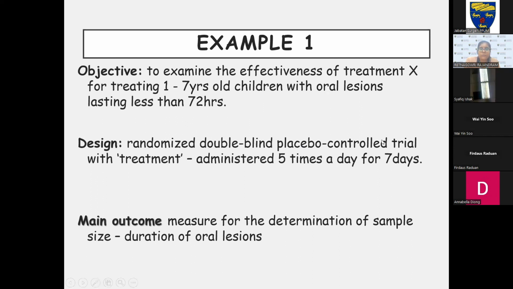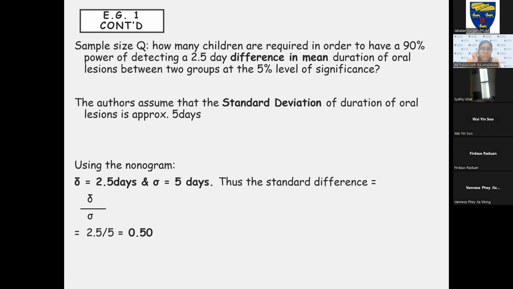Okay, and then you determine how you're going to administer it. And as I said, it's very important that you know what your main outcome is. In this case, they're saying the main outcome is the duration of the oral lesion, and how they're going to measure it. And then based on that, you will calculate the sample size.